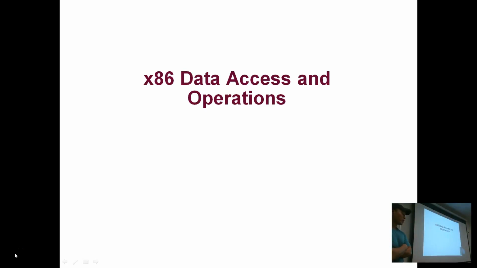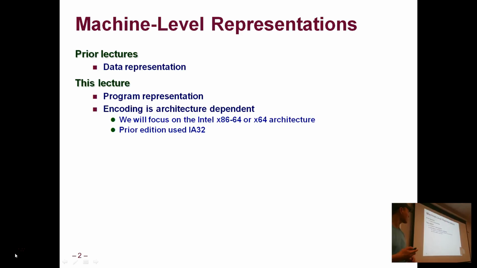So up until this point, we talked about representing numbers, representing characters, representing floating point numbers, doing operations on all of them. What we're going to do next is get into the machine level and talk about representing programs. How are programs represented, and how do they operate on all of your data? And we're going to use 64-bit x86 because that's what's ubiquitous on most of our desktops and laptops.